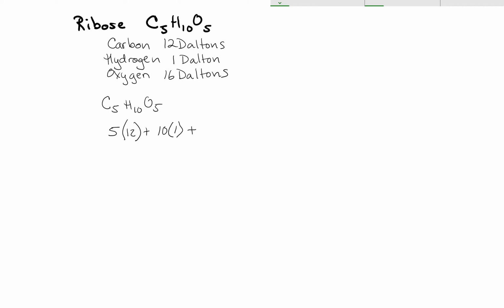And then lastly, we're going to add to that all of the atoms of oxygen. So ribose here has 5 oxygen atoms. Each oxygen has a mass of 16 daltons. And we're going to do the math. So 5 times 12 is 60, plus 10 times 1 is 10, plus 5 times 16 is 80. Add that together and you have a molecular mass of 150 daltons for ribose.